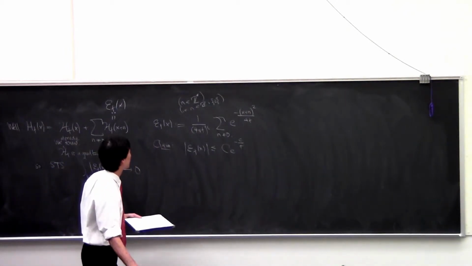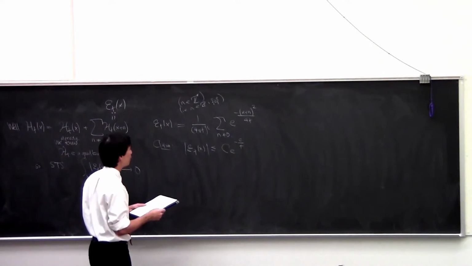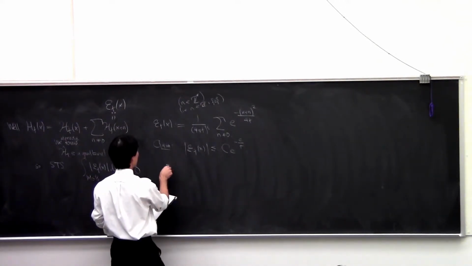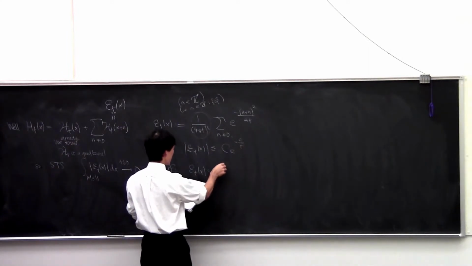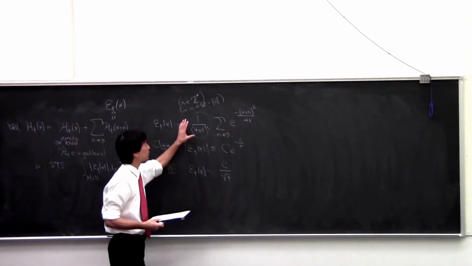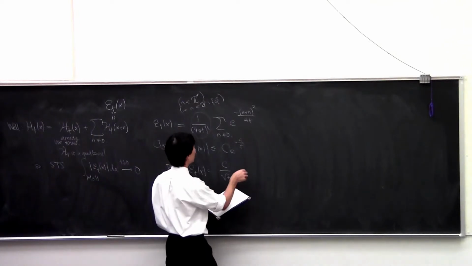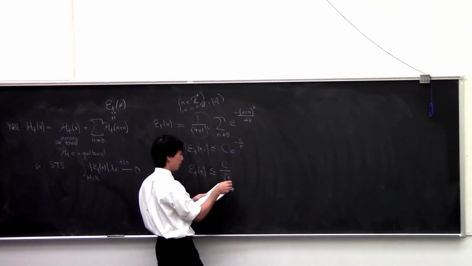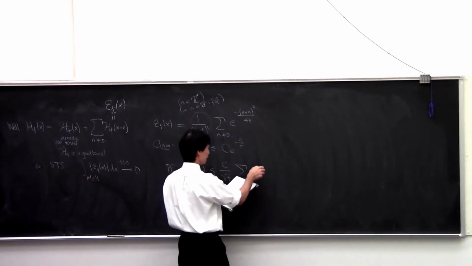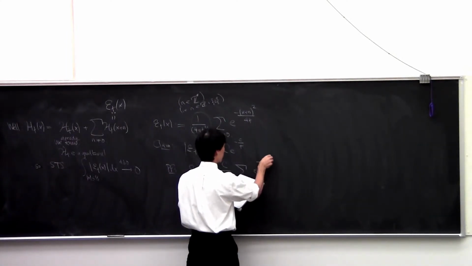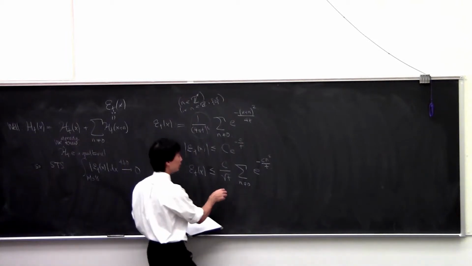Okay, so let's think for a second, right? This. I'm just going to replace this by a c over root t. Okay. This first thing, I'm going to take a c here so I don't have to worry about writing 4 pi, etc. And then here, I'm going to say that this thing is bounded by e to the negative c n squared over t.